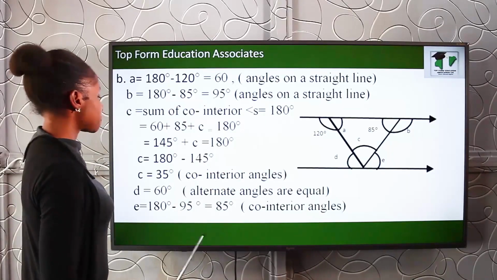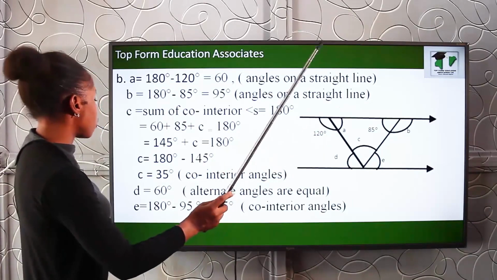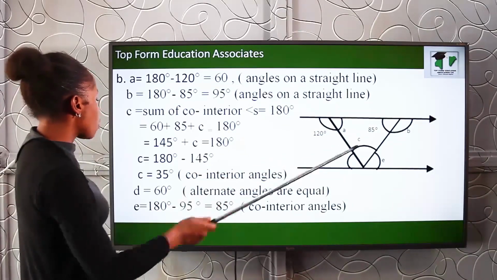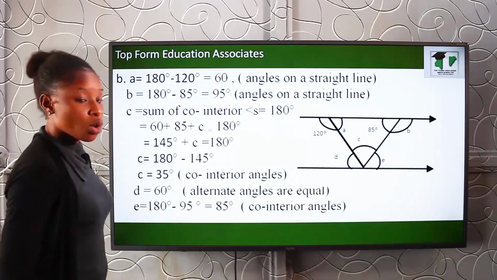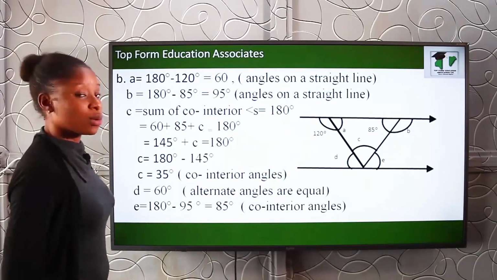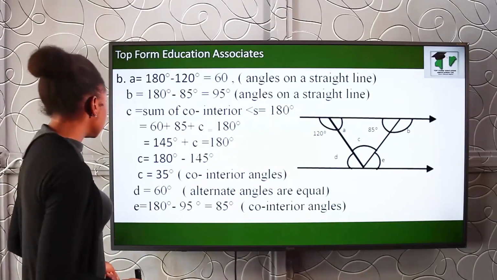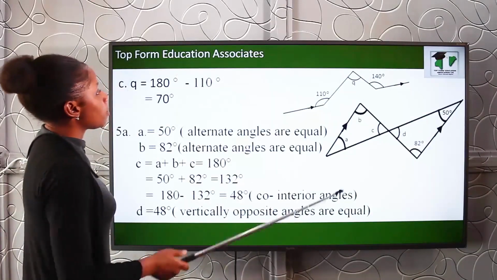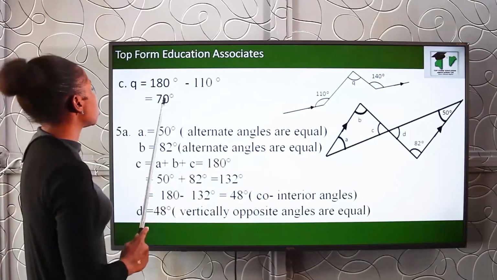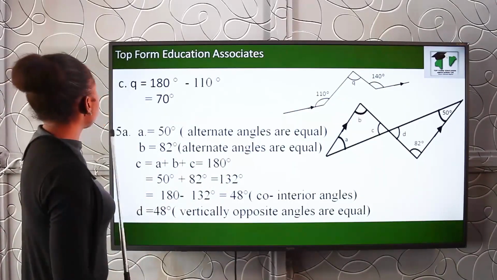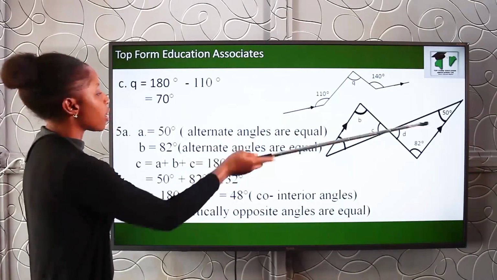And for E, we are going to also subtract 95, which is the value for B. We're going to subtract it from 180 to get 85 degrees because co-interior angles are those angles that add up to 180 degrees. Now the C part asks us to find the value for Q. Simply we have to subtract 110 here from 180 to give us 70. Now the final number 5 is to also find the values for all these alphabets.